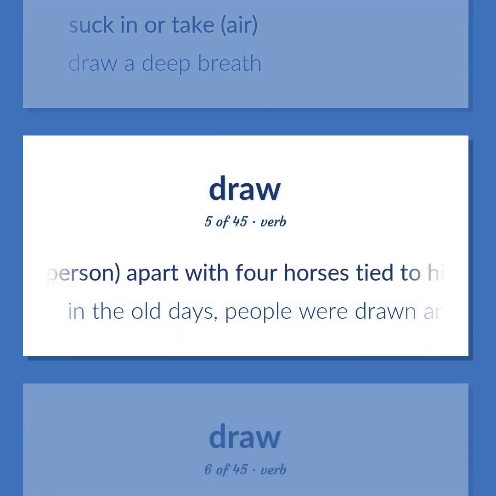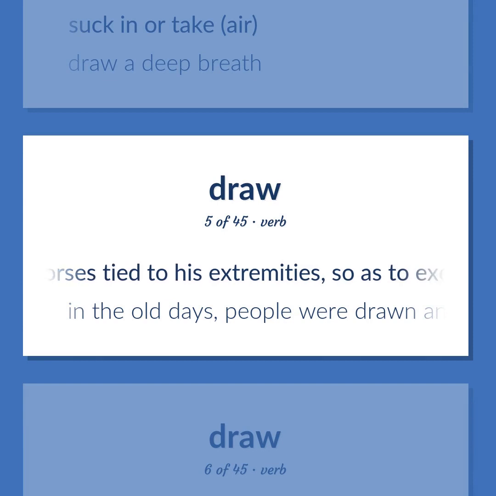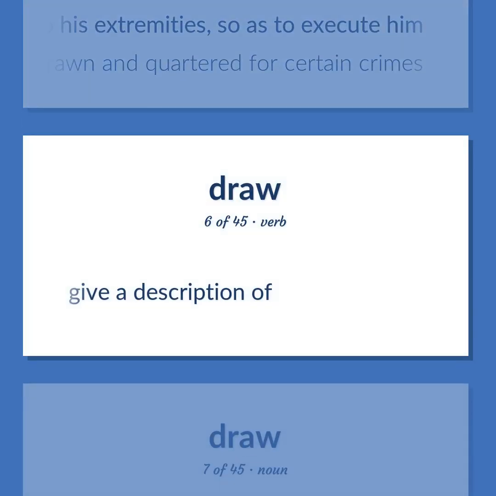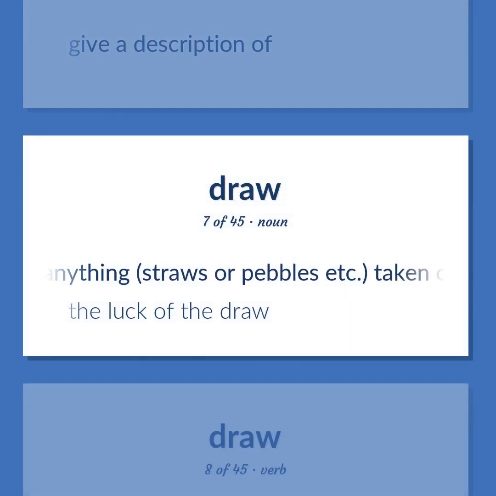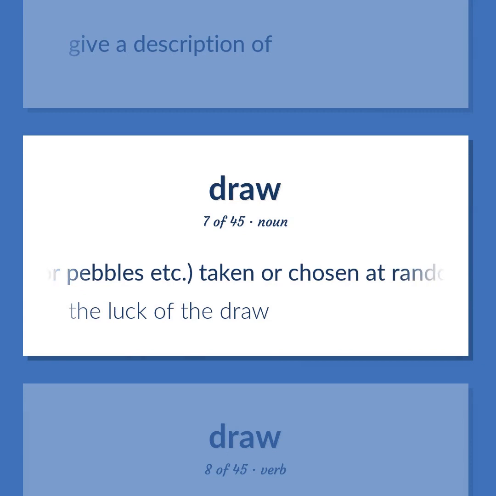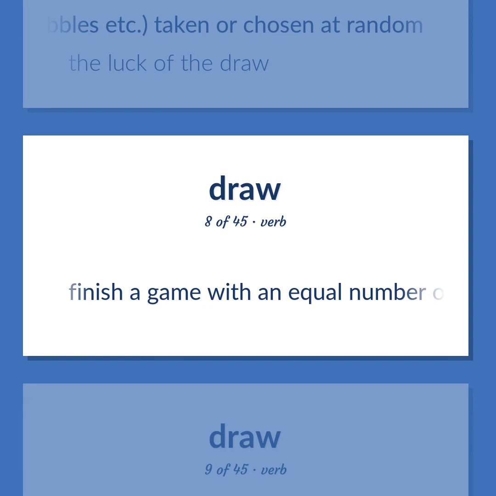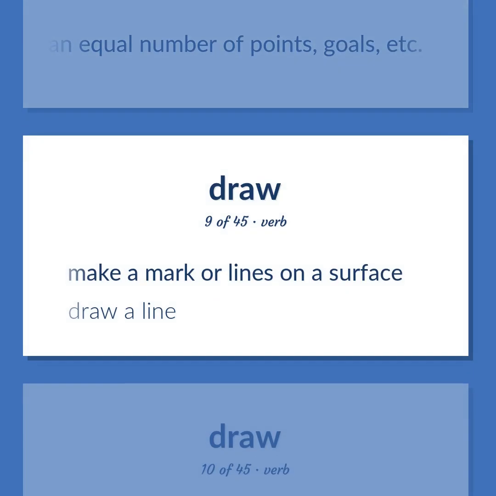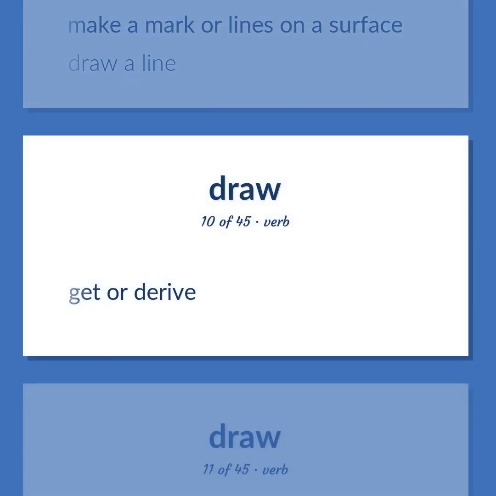Pull a person apart with 4 horses tied to his extremities, so as to execute him. In the old days, people were drawn and quartered for certain crimes. Give a description of. Anything, straws or pebbles, etc., taken or chosen at random. The luck of the draw. Finish a game with an equal number of points, goals, etc. Make a mark or lines on a surface. Draw a line. Get or derive.